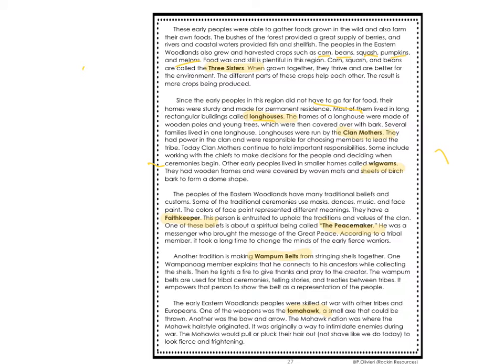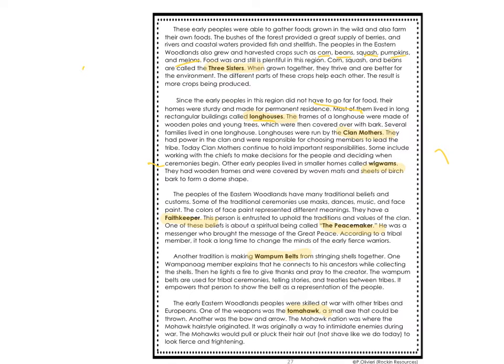Another tradition is making wampum belts, and you'll be watching a video next, from stringing shells together. One Wampanoag member explains that he connects to his ancestors while creating the shells. Then he lights a fire to give thanks and pray to the Creator. The wampum belts are used for tribal ceremonies, telling stories, and treaties between tribes. It empowers that person to show the belt as a representation of the people.